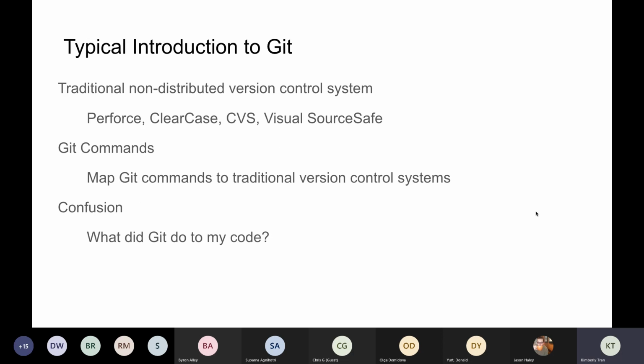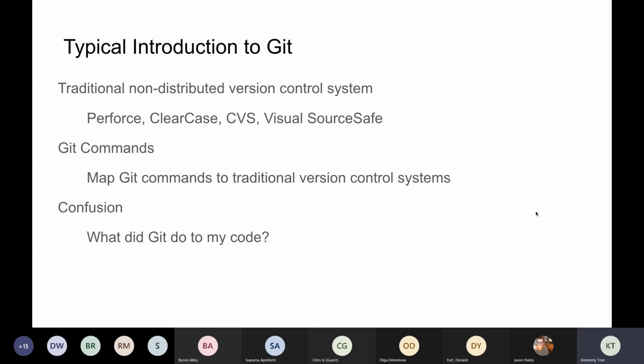Okay. So the typical introduction to Git is for a team that comes from a traditional non-distributed version control system. These are the systems that I can recollect working with in my career: Perforce, ClearCase, CVS, Visual SourceSafe. And they're all very different from Git. They're not a distributed system. They're a central repository, and so the terminologies and the way they work fundamentally is different.